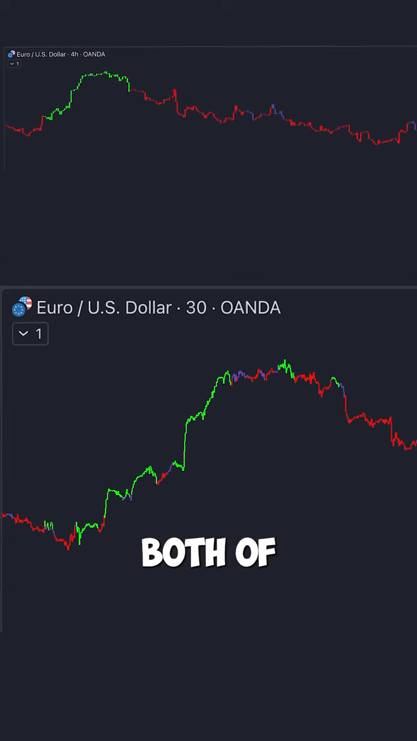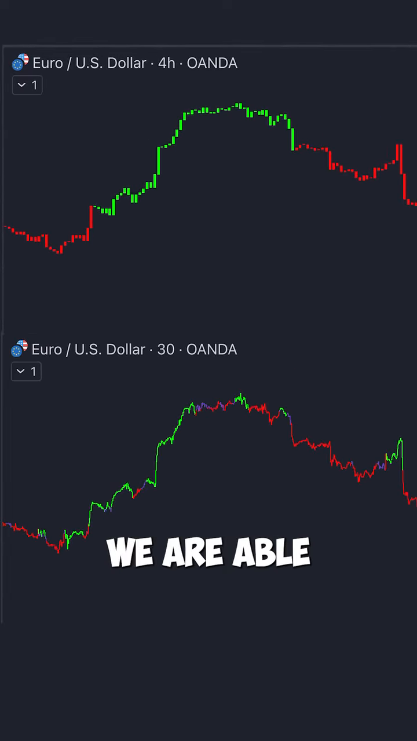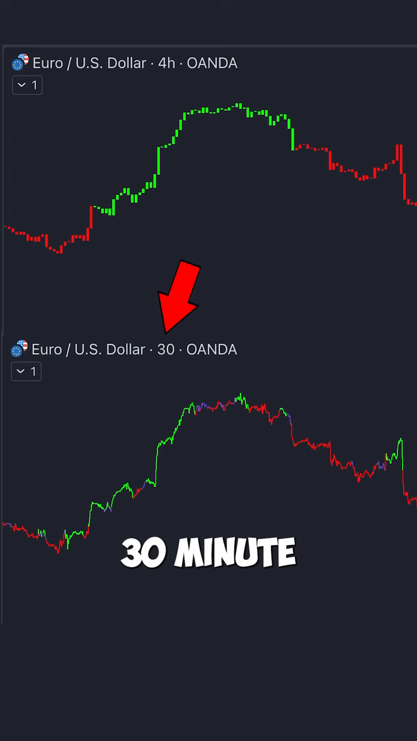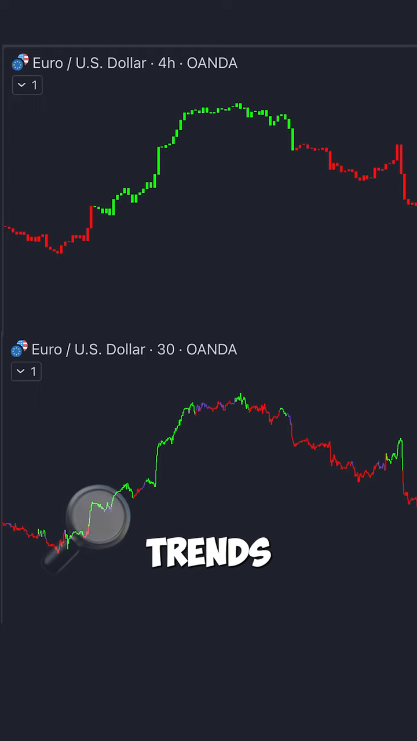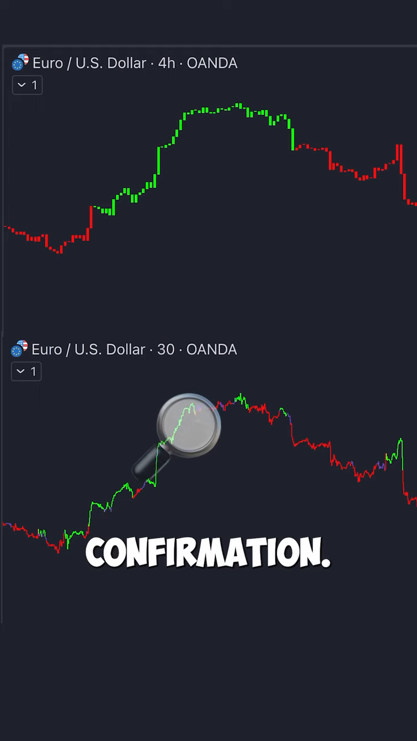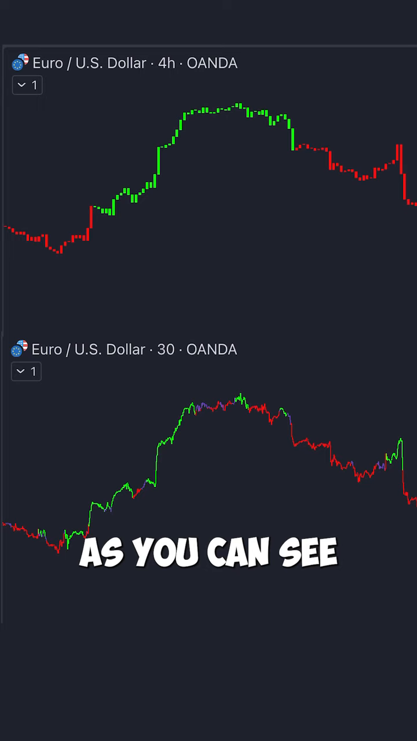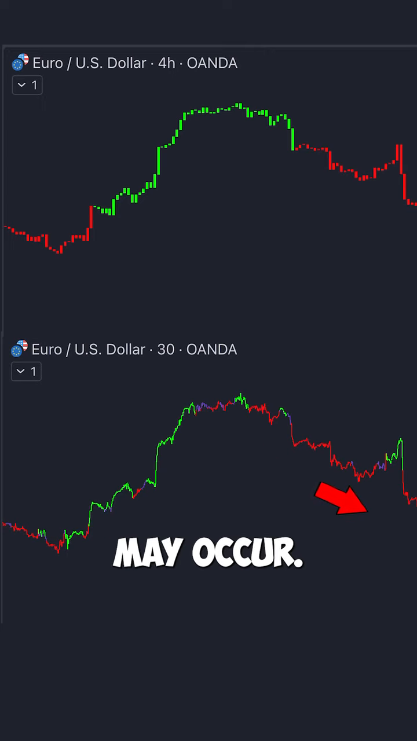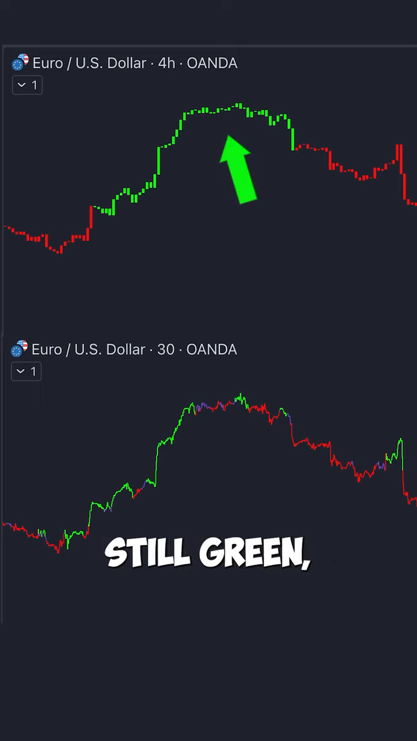By combining both of these time frames together, we are able to use both the longer-term 4-hour sentiment and the shorter 30-minute sentiment to detect potential trends and enter a trade with more confirmation. As you can see here, there was a lot more variation in the 30-minute chart, which indicates that a downtrend may occur. However, the candle coloring on the 4-hour chart is still green, which may suggest that the uptrend may continue.